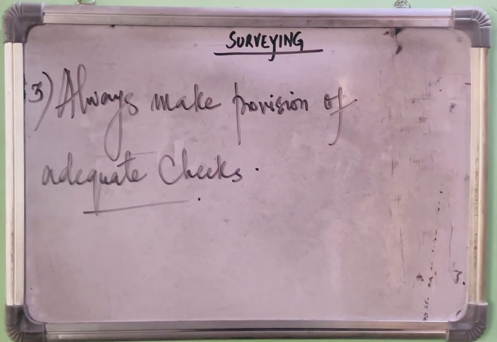See, there is always a possibility of making errors while taking the measurement, while recording the observations, and computing and plotting the results, right? But the survey should be conducted in such a manner that the errors do not pass undetected.